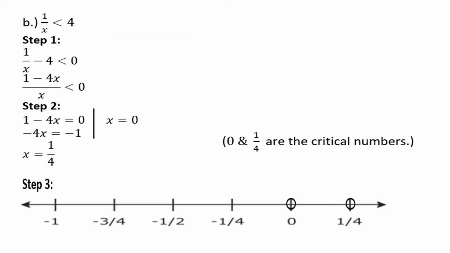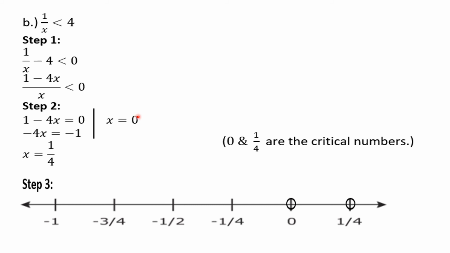Okay, next, let's proceed to another example. 1 all over x is less than 4. Step 1 is to change this into its general form, making the right side of the inequality equal to 0. So we have here 1 all over x minus 4 is less than 0. So aran siya sa general form, and then we simplify this. Para isa na lang ka denominator, we have 1 minus 4x all over x is less than 0.